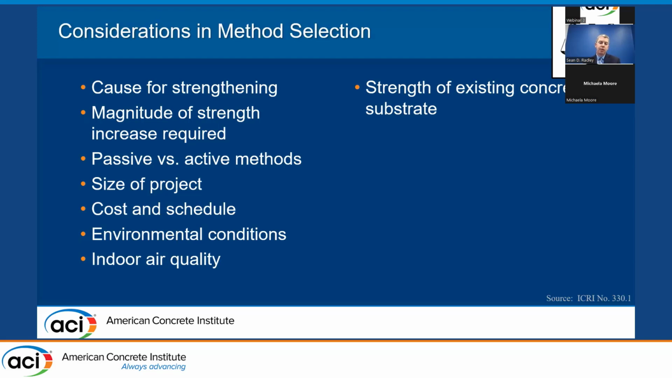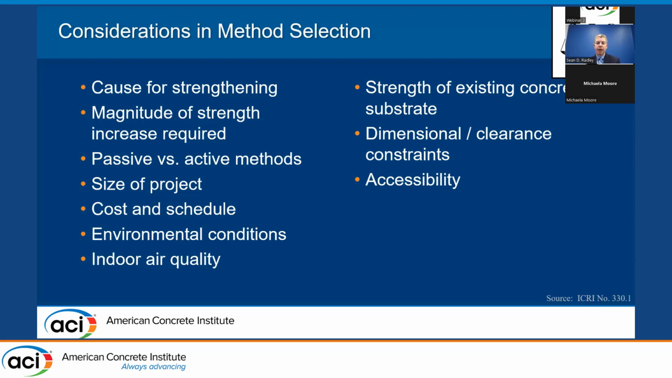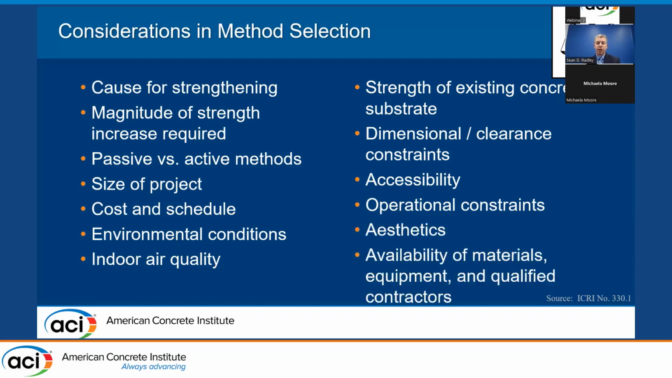The strength of the existing concrete substrate, particularly for methods that are bonded directly to the existing concrete member. Dimensional and clearance constraints. As noted, particularly for section enlargement, is the owner and the architect okay with encroaching on space that was previously available? Accessibility during the installation process and also during long-term for maintaining and accessing the selected method. Operational constraints, aesthetics, as we previously noted, and lastly, the availability of materials, equipment, and qualified contractors.